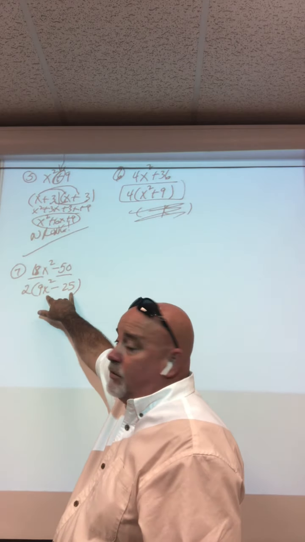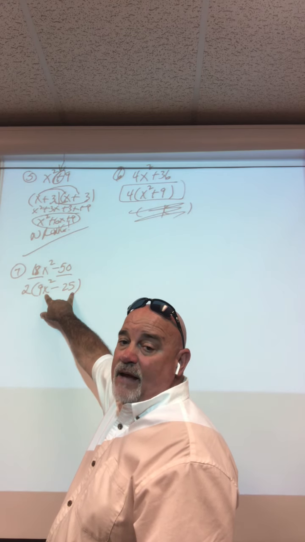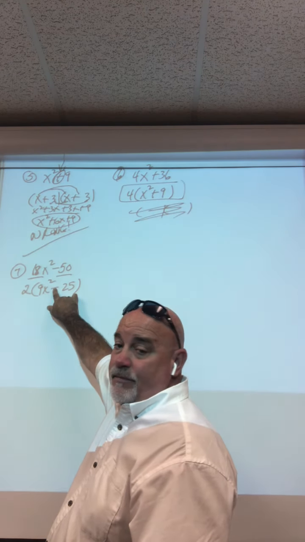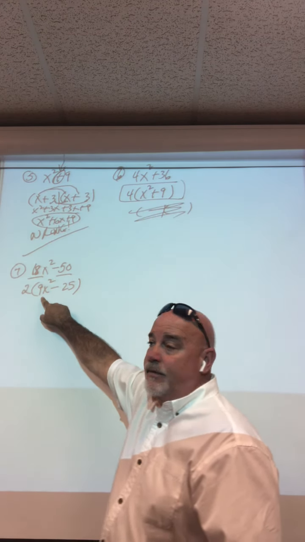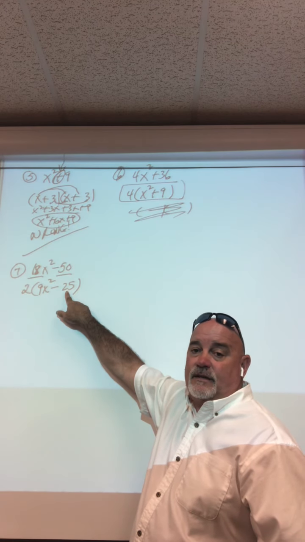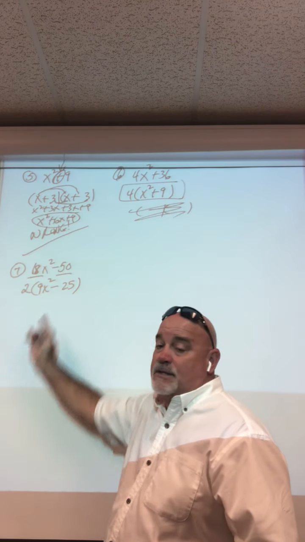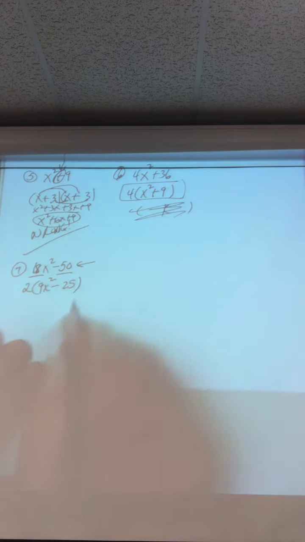Well, it's a binomial. We've already done the GCF. So what's the only other thing we have to check? Difference. 2. Is that a perfect square? Yes. 3x, 3x. Is this a perfect square? Yes. 5 and 5. So see, this breaks down again because it's difference of two perfect squares. Did it start out being difference of two perfect squares? No. But after I took the GCF out, it was. So factor this again.